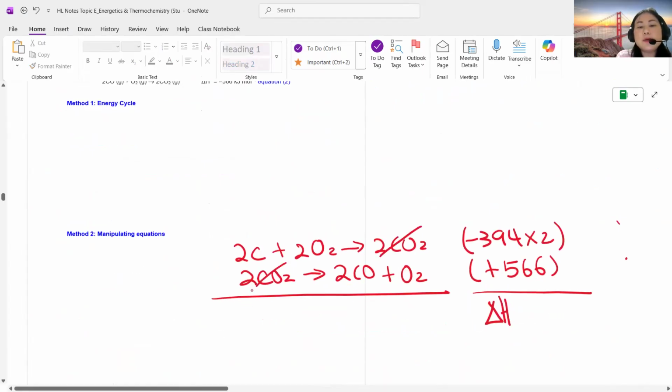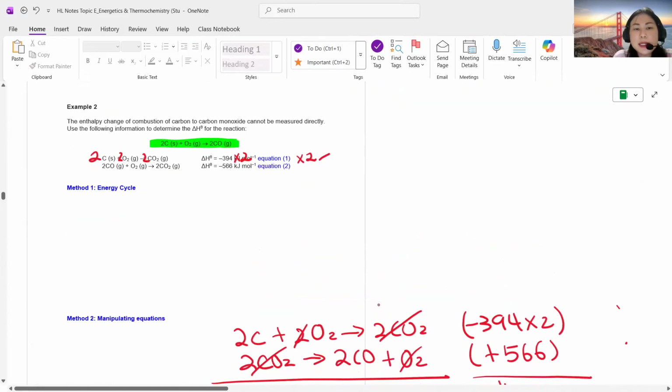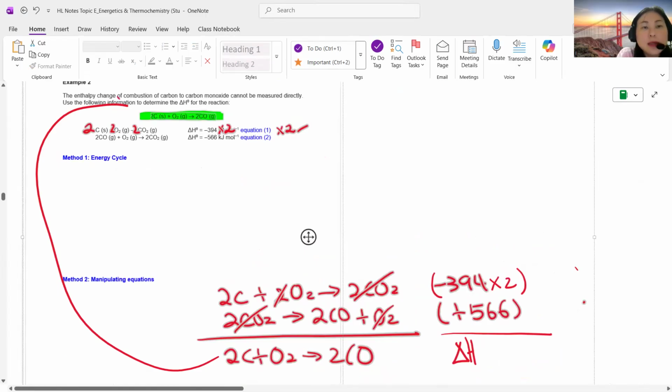So let's cancel out common terms and see what we will get at the end. So I get 2C plus O2 gives me 2CO. So is that what I want? Yeah, that's exactly what I wanted to find in the green.